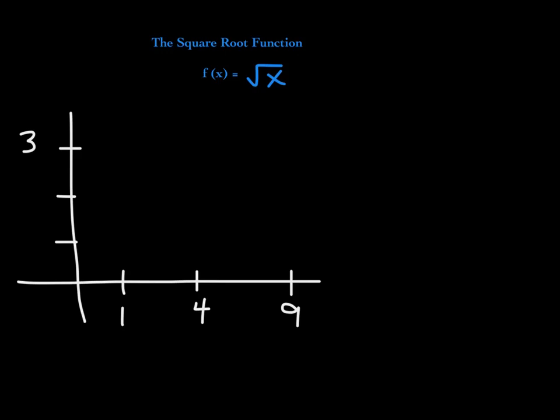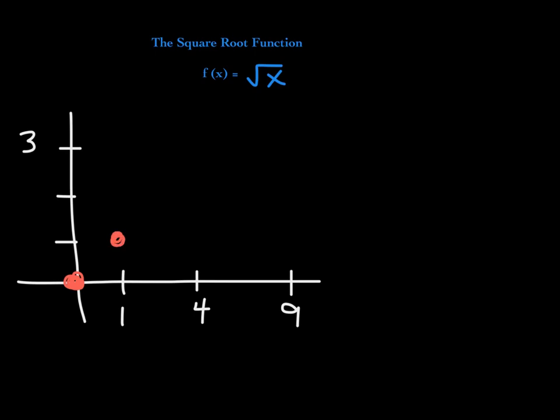All right, the first value I would like to evaluate is f of 0. So f of 0 would be the square root of 0. What number squared gives you 0? 0. 0 squared is 0. So (0, 0) is on the graph of my curve. 1. The square root of 1 would be 1, because 1 squared is 1, right?